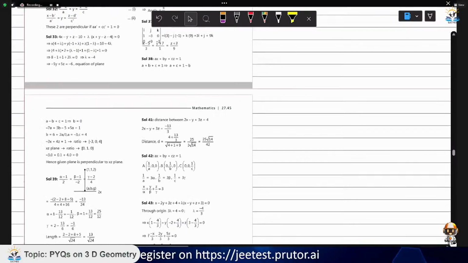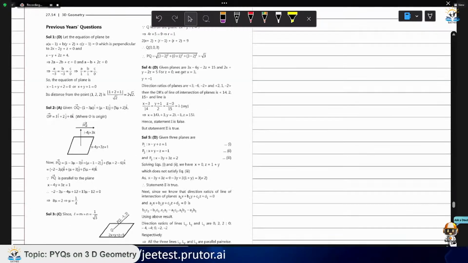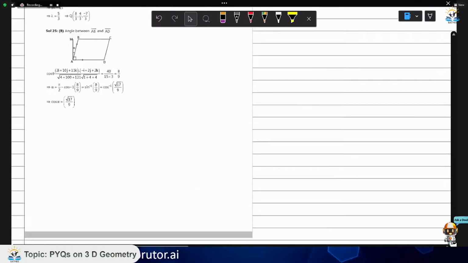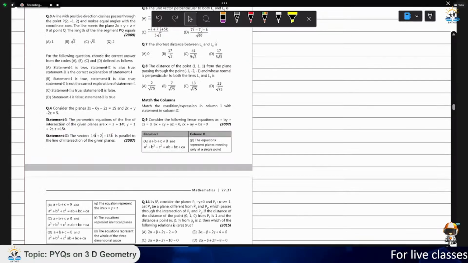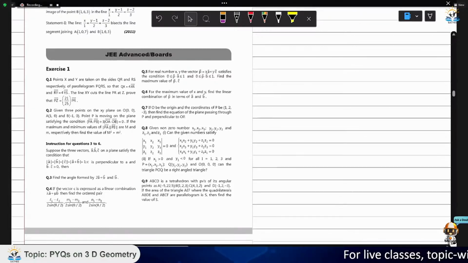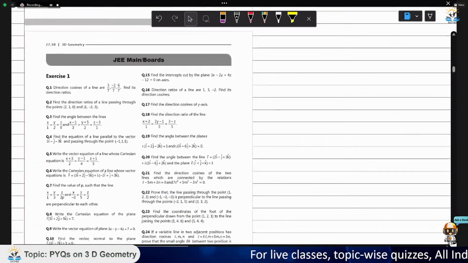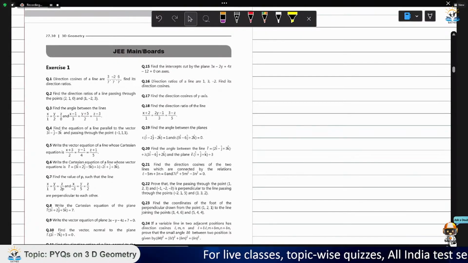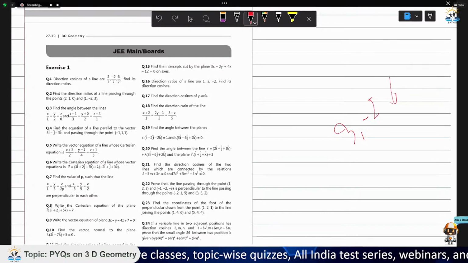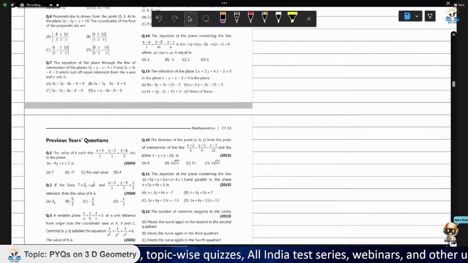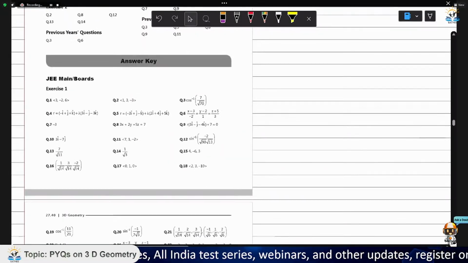Let me see, do we have more solved examples of PYQs? Just give me a minute. Okay, we don't. But we do have solutions for these questions. So let's see where we stop. Given the direction cosines of the line, find the direction ratios. So we can say it is 3, minus 2, 6. Very simple. Let me see how they work it through. Yeah, very easy.